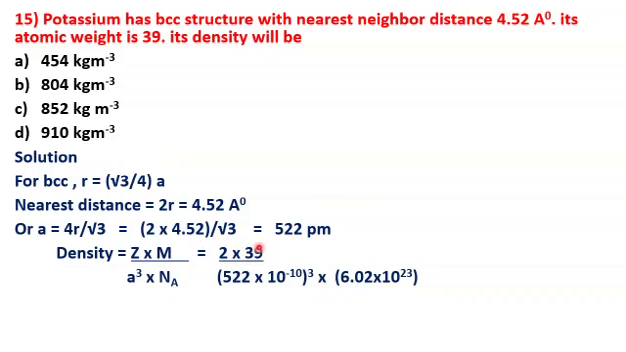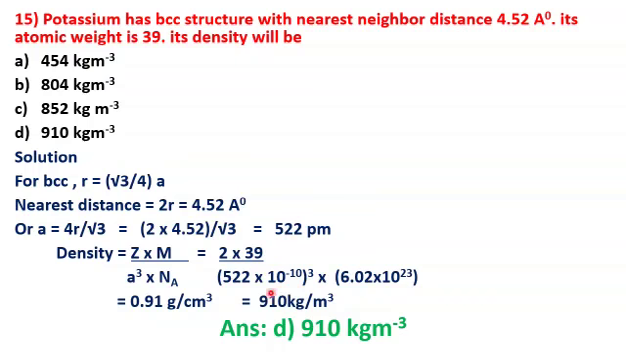Then atomic weight of potassium is 39. Then a is 522 picometer. So converting into meter it becomes 522 into 10 raised to minus 10. And then you substitute for Na, that is 6.02 into 10 raised to 23. On simplifying, you will get value of density, that is 0.91 gram per centimeter cube or 910 kg per meter cube. Therefore, correct option is option D, 910 kg per meter cube.